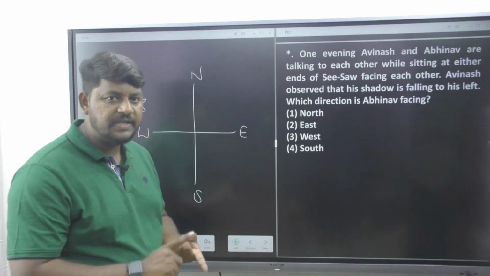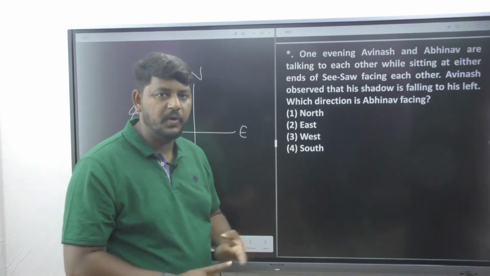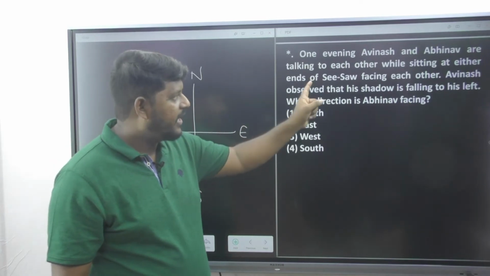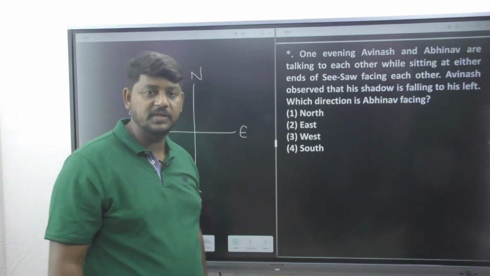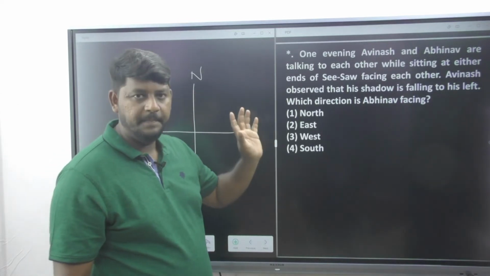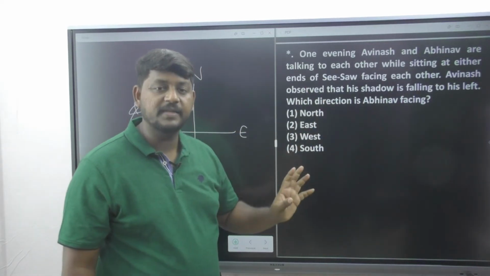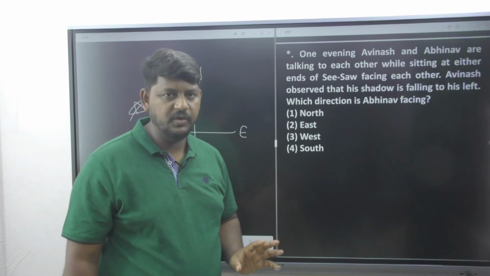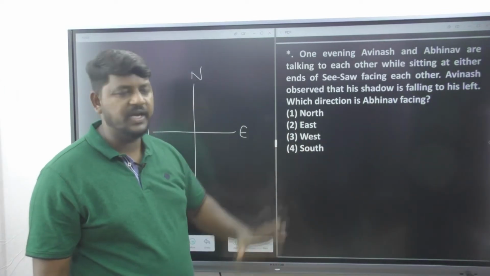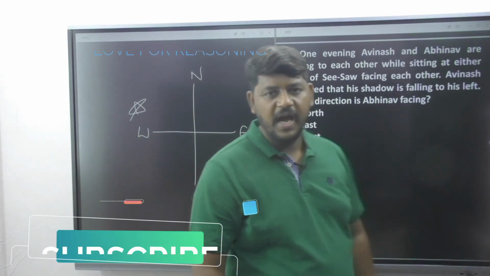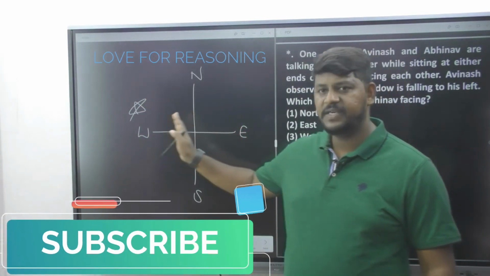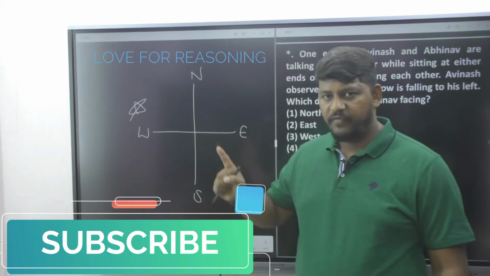Now whether they are facing each other or not, that is the second important point you need to observe in a question. Yes, definitely they are facing towards each other. And the third important point: you need to observe where exactly their shadows are going to be falling. Avinash is observing his shadow towards his what side? Left side.